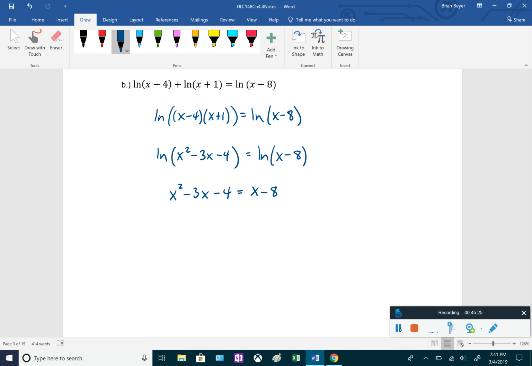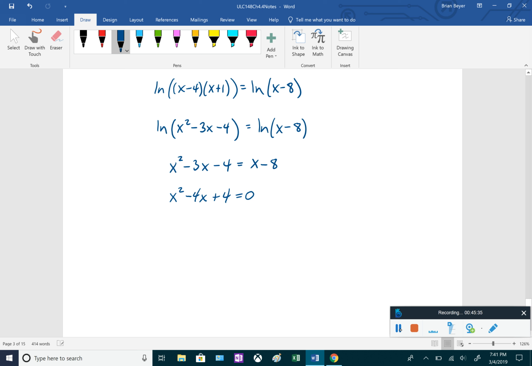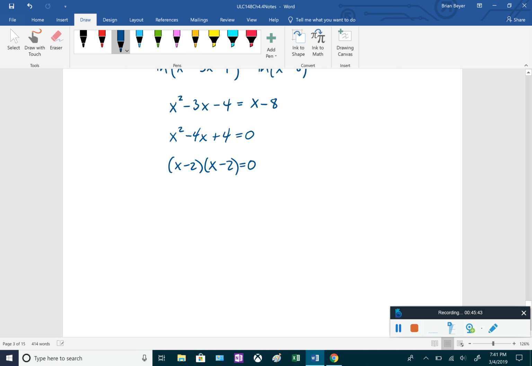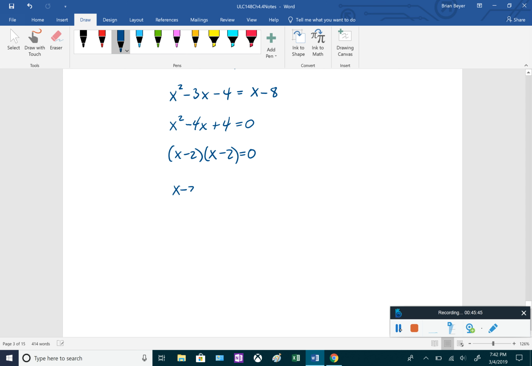So subtract x and add 8 to the left-hand side. We're going to get x squared minus 4x plus 4 equals 0. And then you hope it can factor. If not, quadratic formula, but this can factor: x minus 2 times x minus 2. I'm going to write this as x minus 2 squared. I just think it's a good habit to get into.